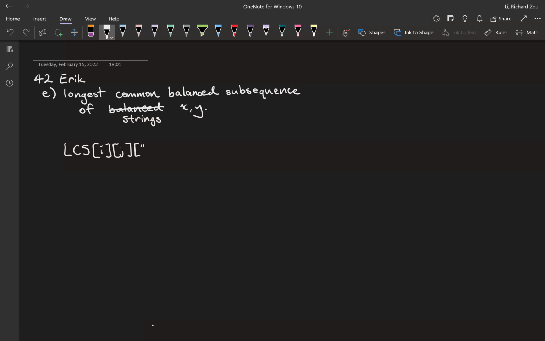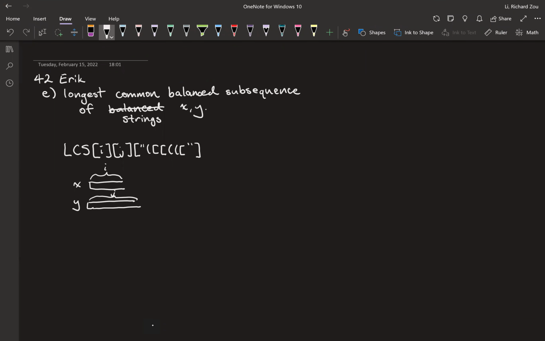This is what I'm thinking of, at least. Keeping track of some stack of opening and closing parentheses and saying that, oh, we can form, using the prefix i of string x and string y using prefix j, a current state, I guess, something like this.